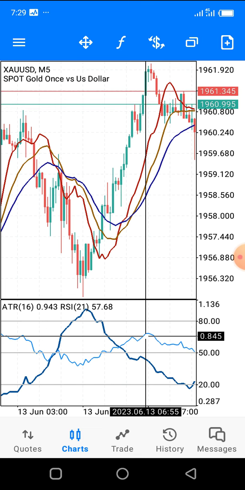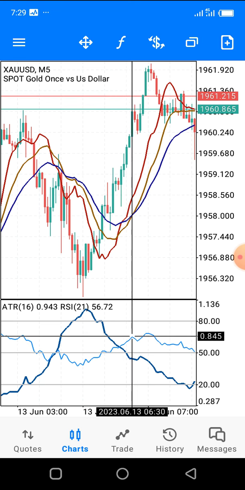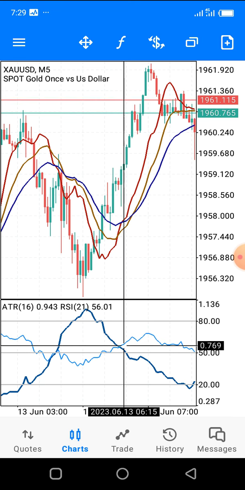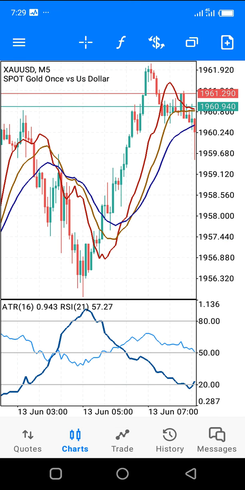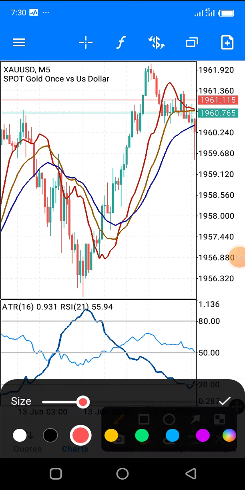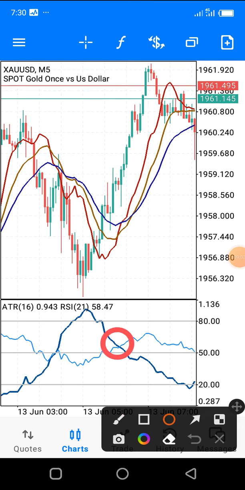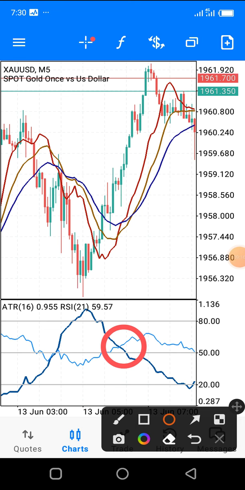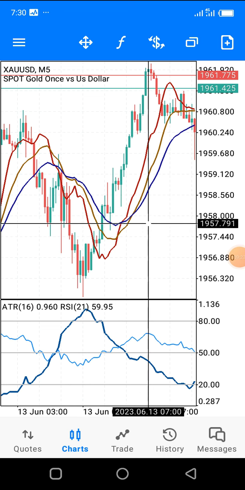But you're going to confirm your buy trade if the RSI is above the ATR. Can you see it's above the ATR? The market moved from this zone upward. So this is the point where the RSI crossed above the ATR indicator, and when it did, the market moved. You can see the market moved upwards a bit.